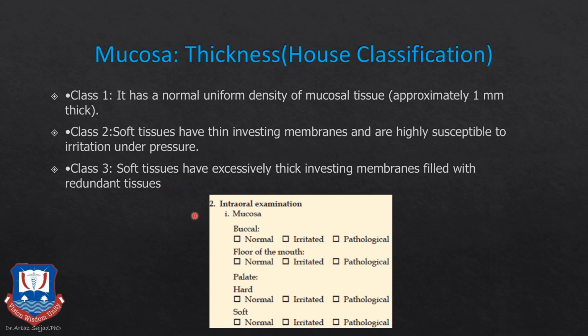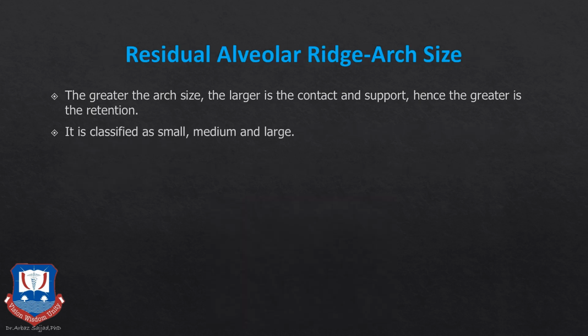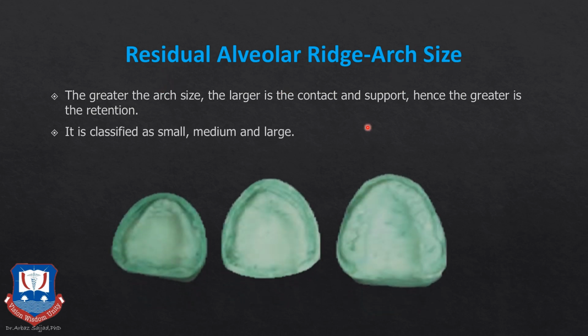So, the intraoral examination includes the mucosa and the color of the mucosa. Next is the palate, the hard and the soft palate. Next, coming to the residual alveolar ridges. First thing we consider is the arch size. Depending on the arch size, the tray is selected for taking the primary impression. A small, medium, or a large tray may be used.